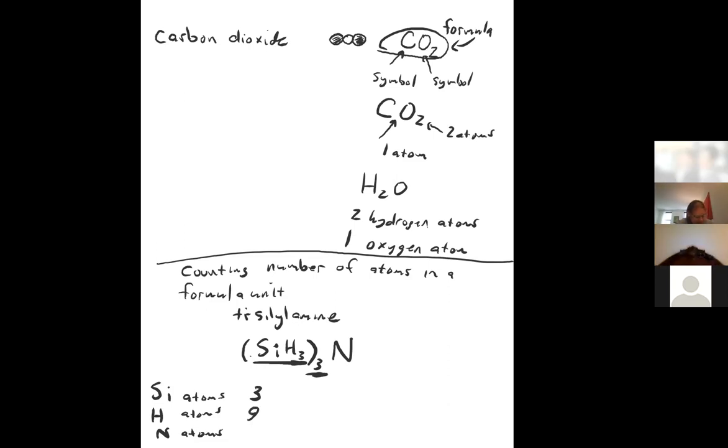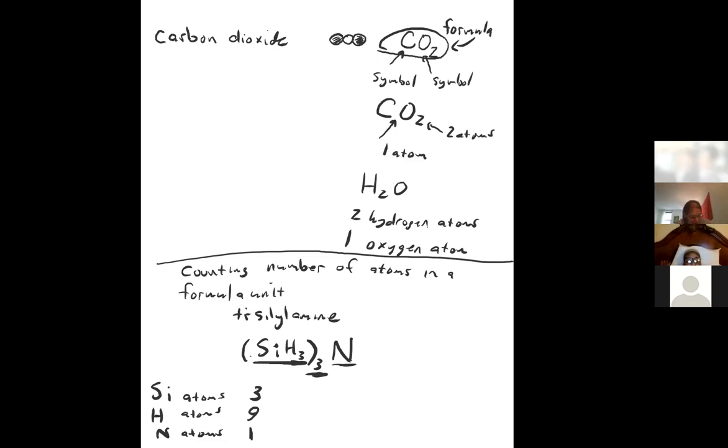And then the nitrogen is outside the parentheses, okay? So if it's outside the parentheses, you don't have to worry about that 3 that comes before it. So it's just 1, right? Again, if there's no number written for something, that just means it's a 1. So there's only 1 nitrogen atom in that.